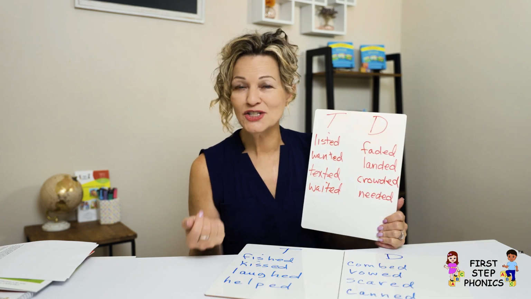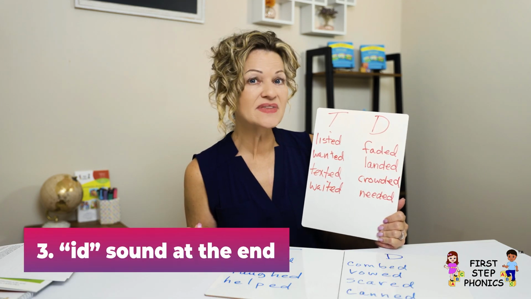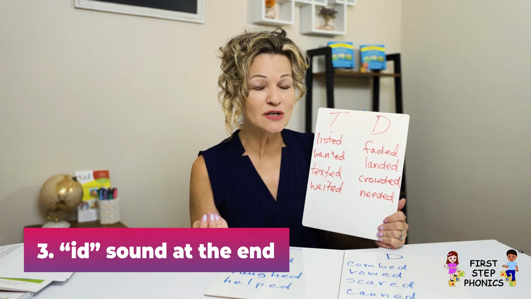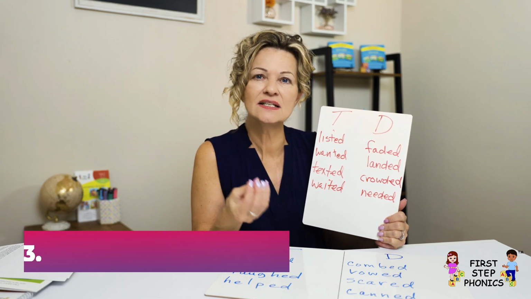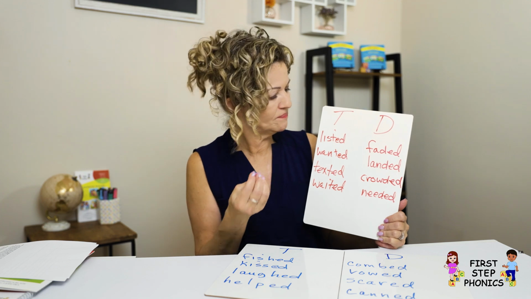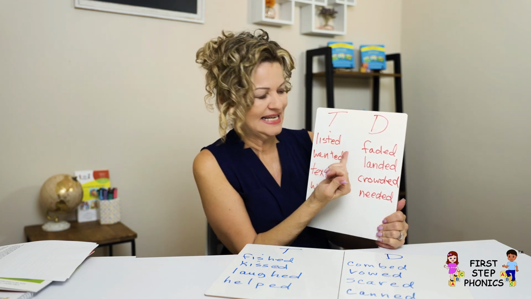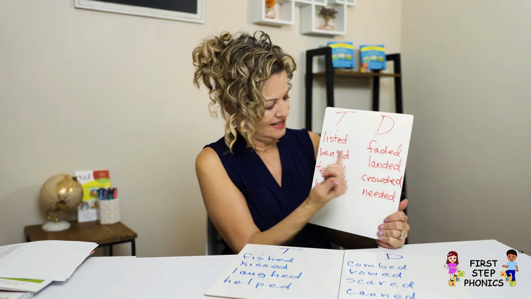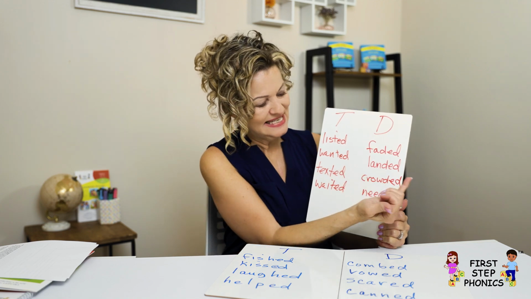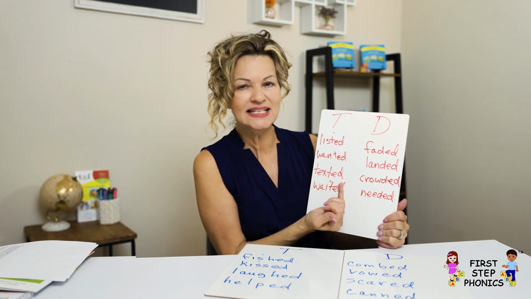See that? So the last sound for ed is id, not ed. Any dictionary will tell you that the sound is id, short I, d. Okay? So it's listed, faded, wanted, landed, crowded, texted.